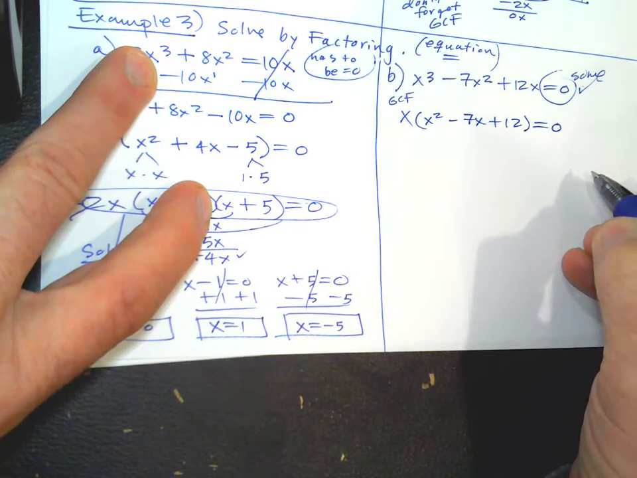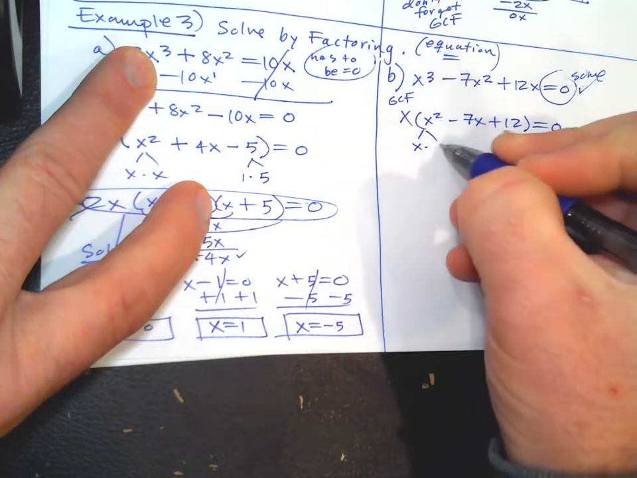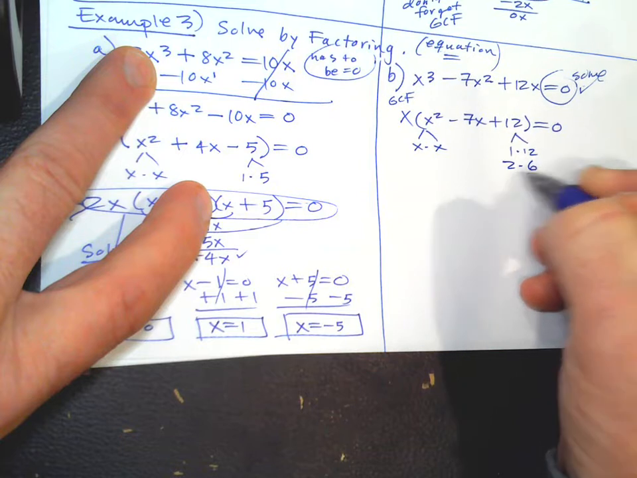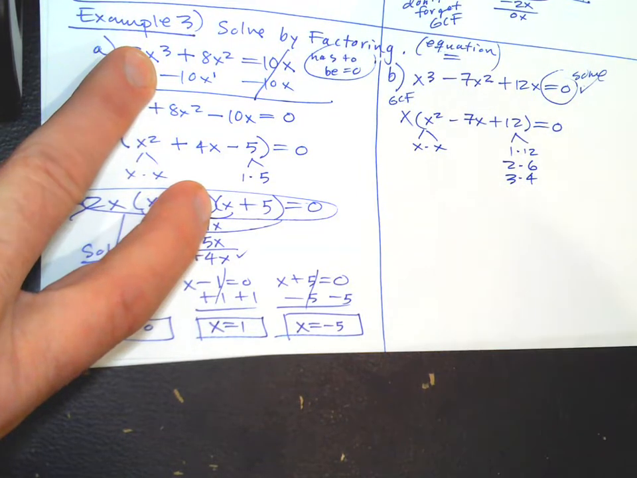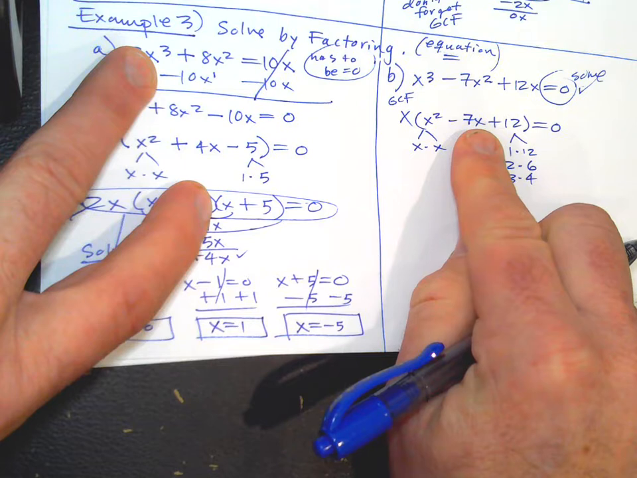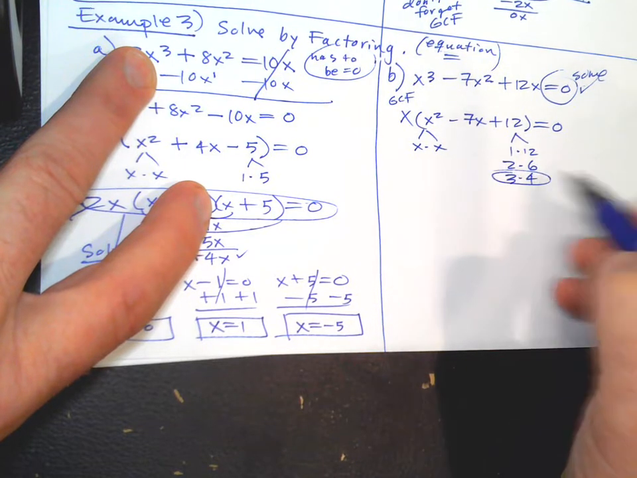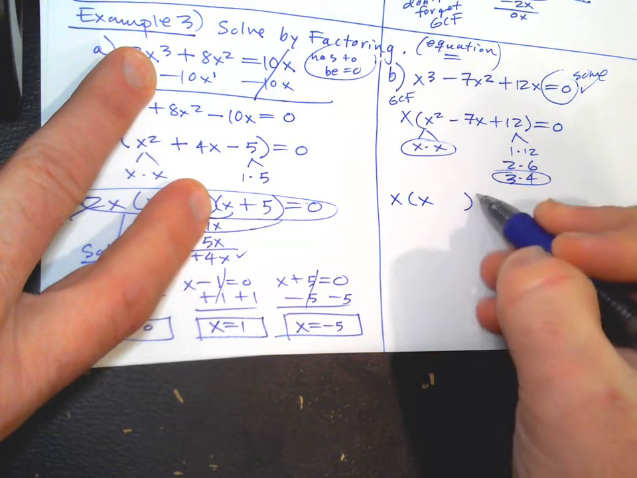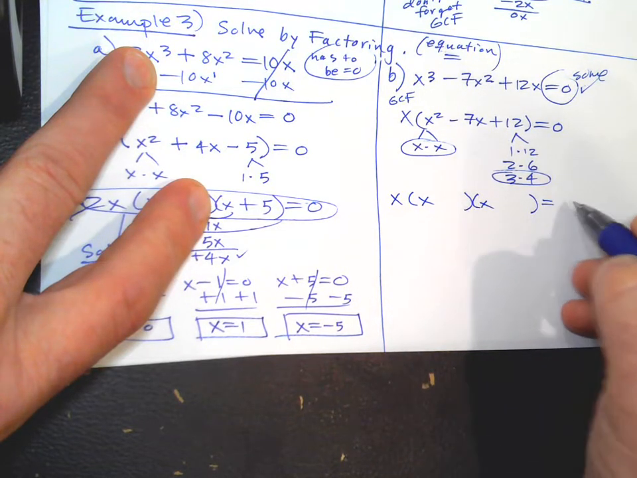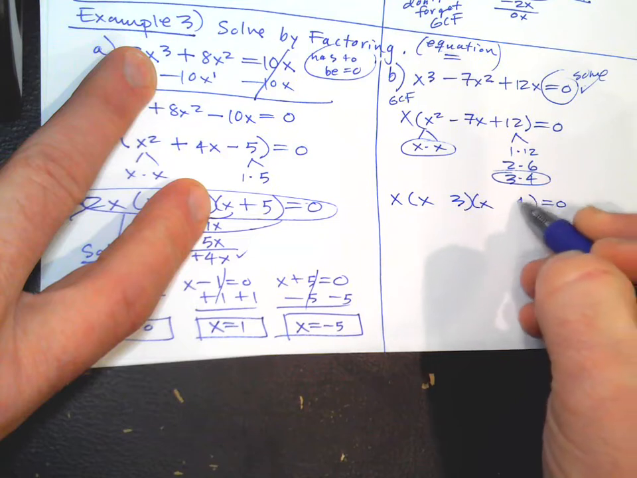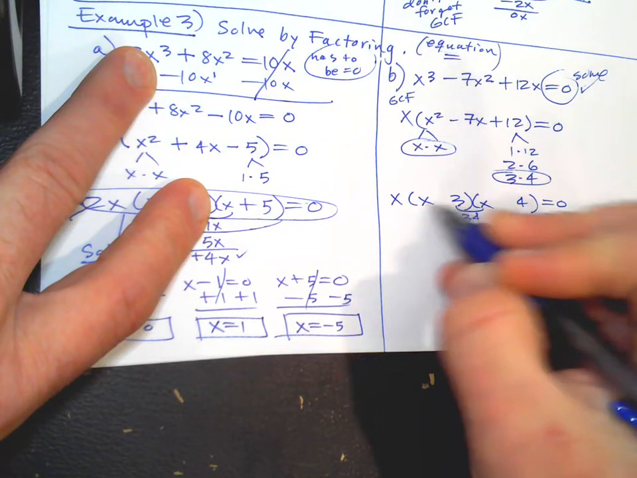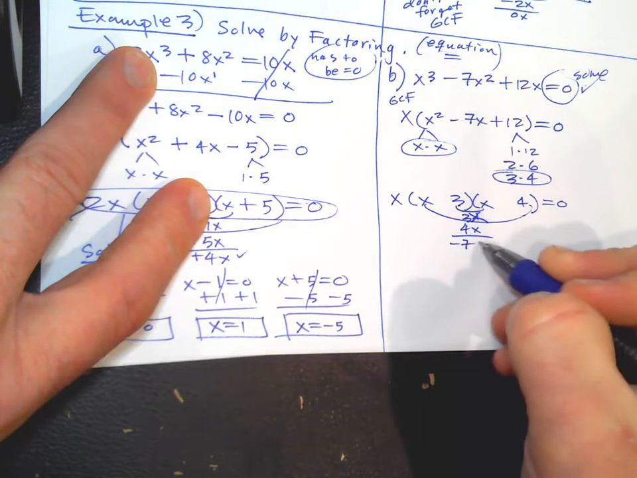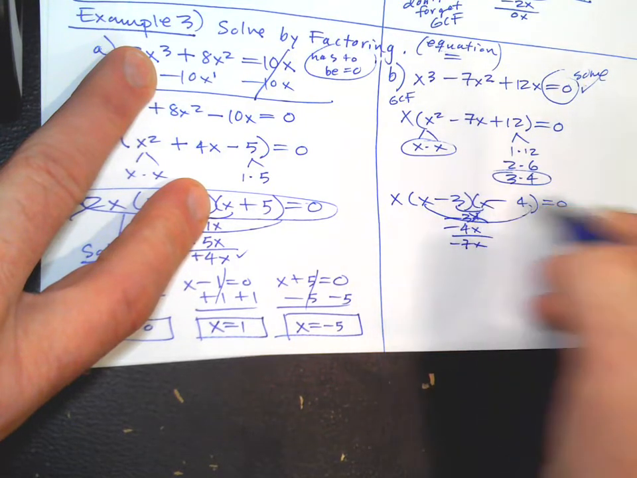Can I keep going? Well, let's try it. x and x, 1 and 12, 2 and 6, 3 and 4. I have to get -7x in the middle, so I think I'm going to go with 3 and 4. Right? Now, don't forget the GCF. So we're going to write our binomials, x and x, 3 and 4. It's going to be 3x and 4x, and then you add -7x. So they both have to be negative, minus, minus.